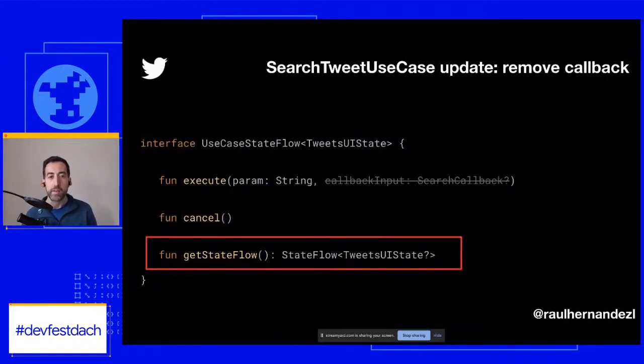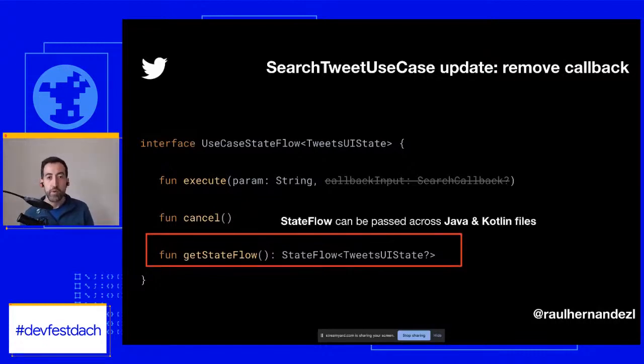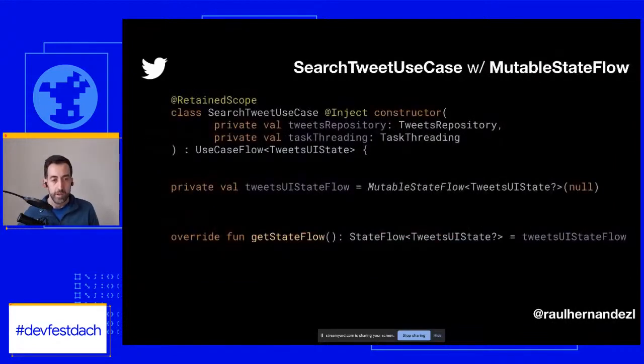I'm going to pass a new generic parameter that is TweetsUiState that I will explain to you in a moment, and I introduce a new method called getStateFlow. GetStateFlow is returning a StateFlow with a TweetsUiState that could be nullable in this case. StateFlow can also be passed across different Java and Kotlin files. So it's still convenient for us because maybe we have many things in Java that we didn't have the time to migrate, really. So now getStateFlow will pass this StateFlow right there with this parameter.